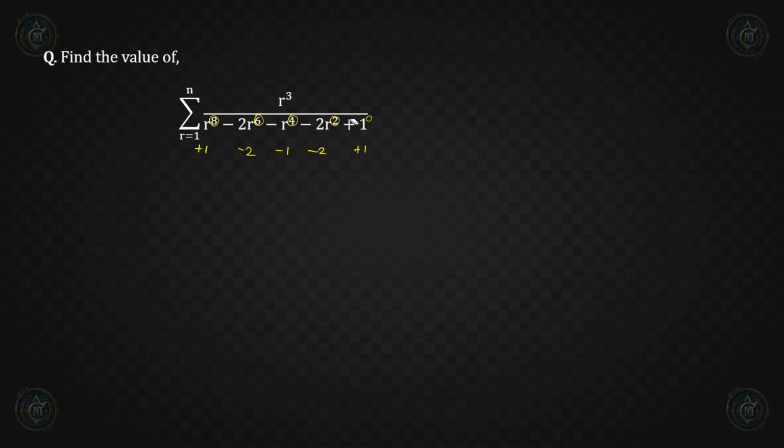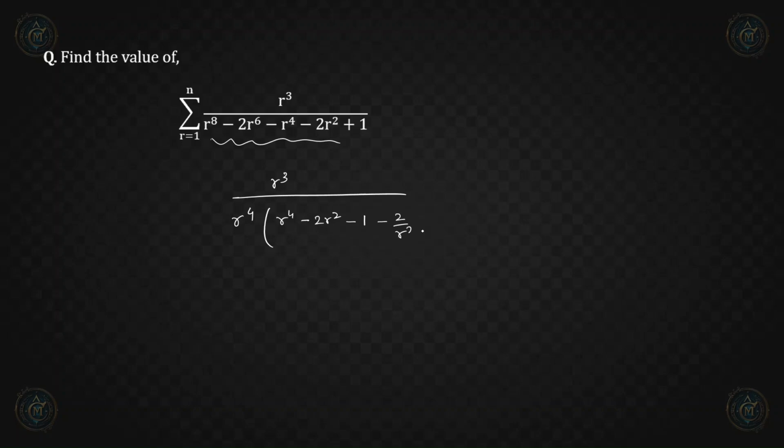So the main idea behind this type of factorization is to divide by this middle term. Okay, this middle term means that we have to divide this expression by r to the power 4. Okay, not minus r to the power 4, we have to simply divide it by r to the power 4. That's it. So let's divide this. So we get this thing here, it will be r cube divided by, this will be r to the power 4, right? This will be r to the power 4 minus 2r square minus 1 minus 2 by r square, okay, plus 1 by r to the power 4.